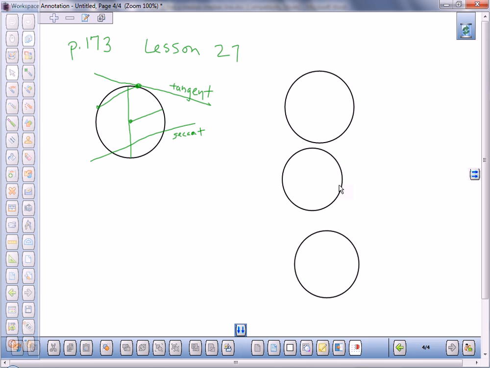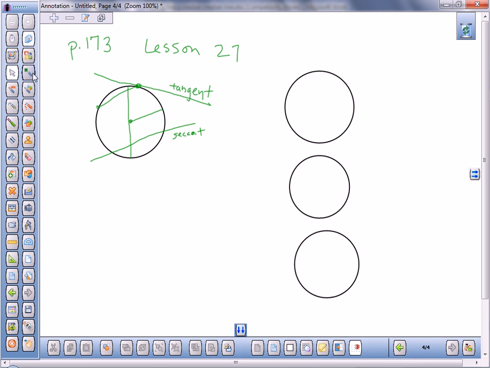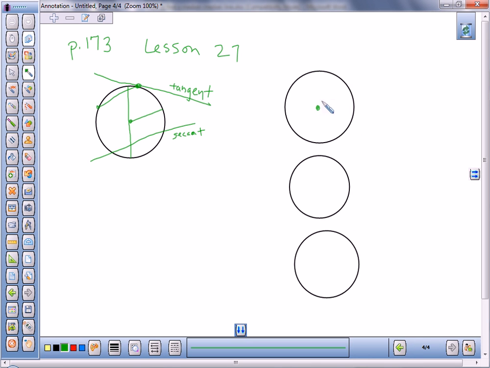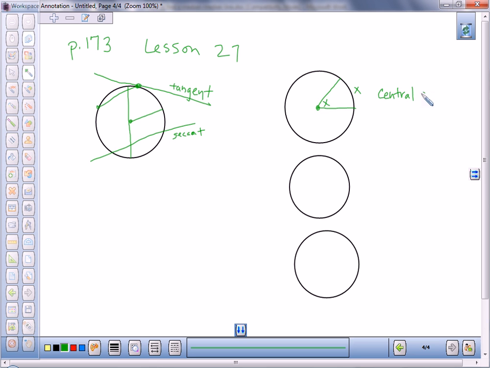All right, if we have an angle in a circle that is formed with a vertex at the center, the measure of this angle is the same as the intercepted arc. This is called a central angle. Okay, if we had an angle whose vertex is on the circle, the angle is half the intercepted arc, right? This is called an inscribed angle.